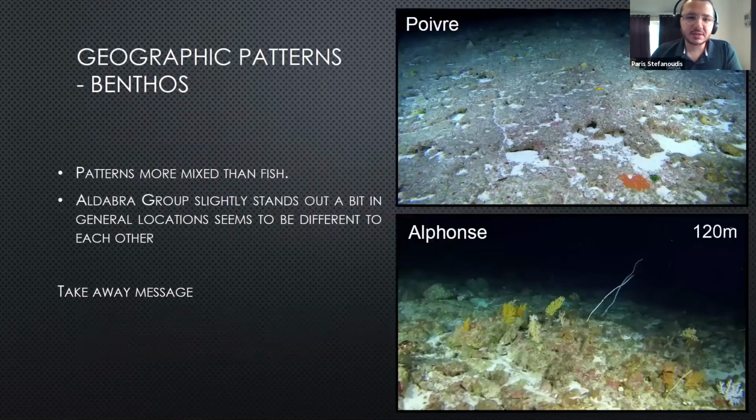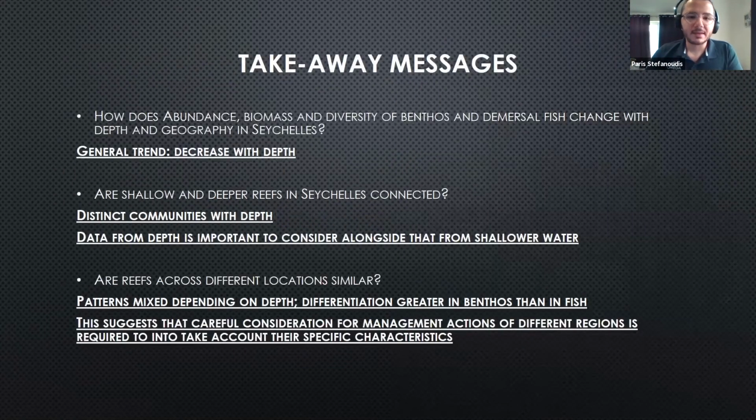And if you looked at the benthic communities this time, so a lot of the corals and the sponges, then it was much more mixed than it was for the fish. So essentially what we found was that at a lot of the depths, even between locations, communities were a little bit different from each other. So I'm going to summarize what that meant in my last slide.